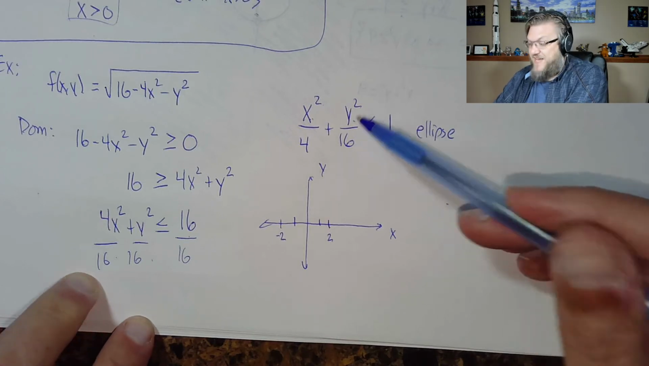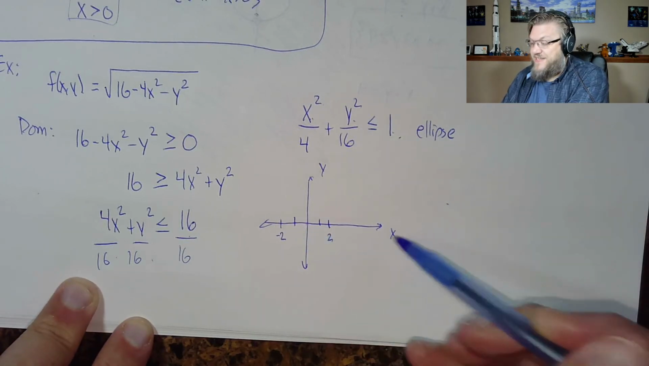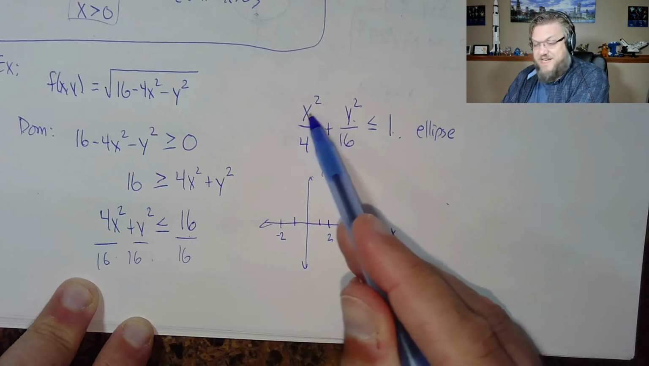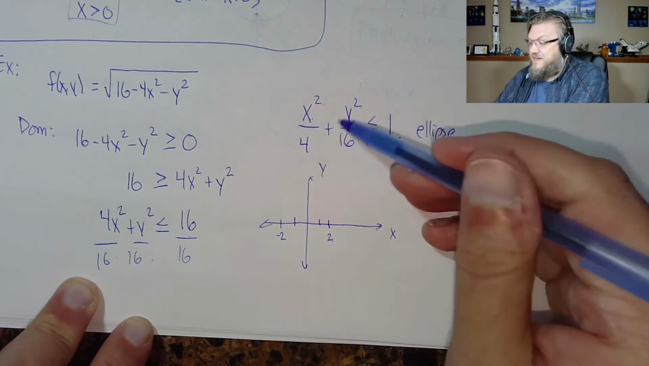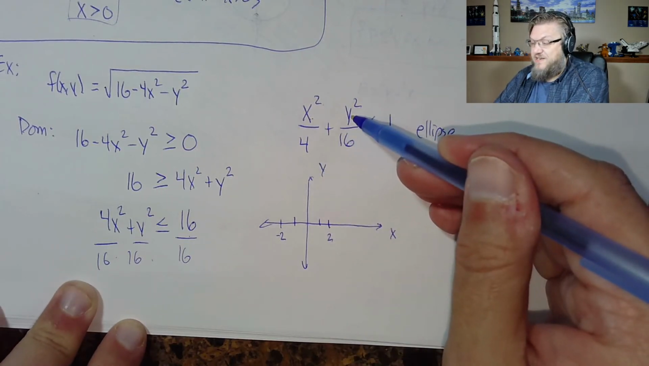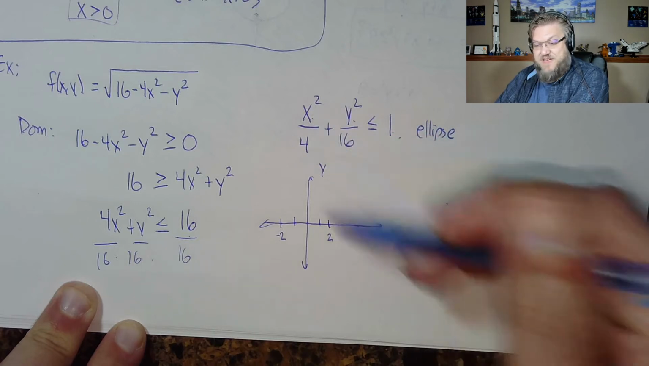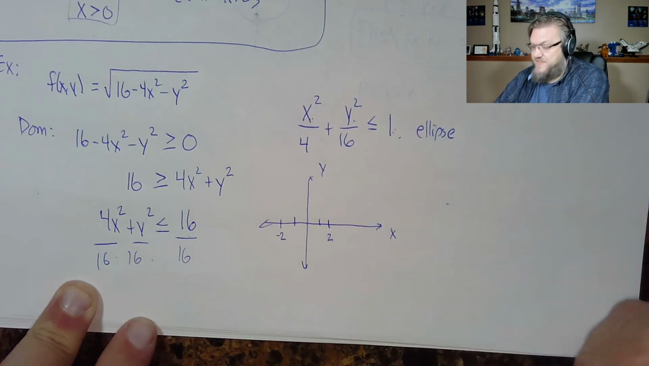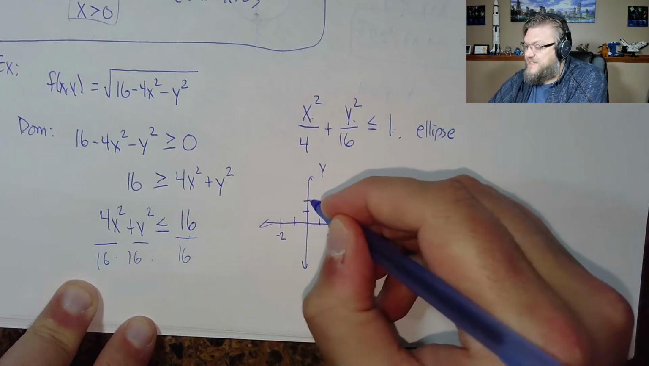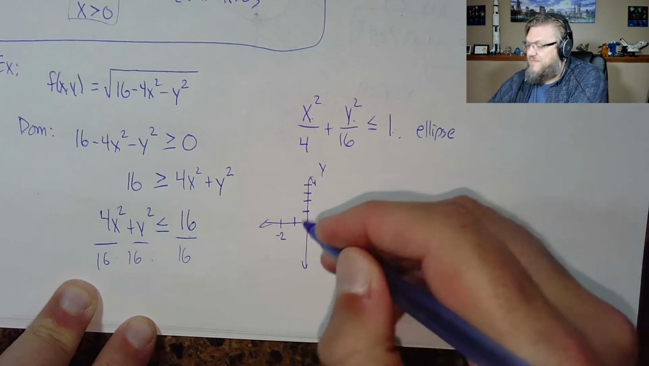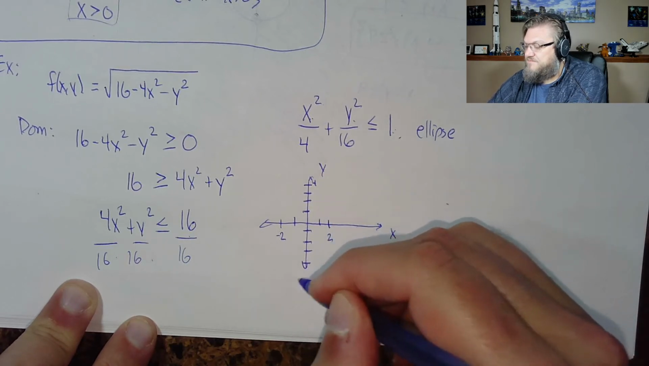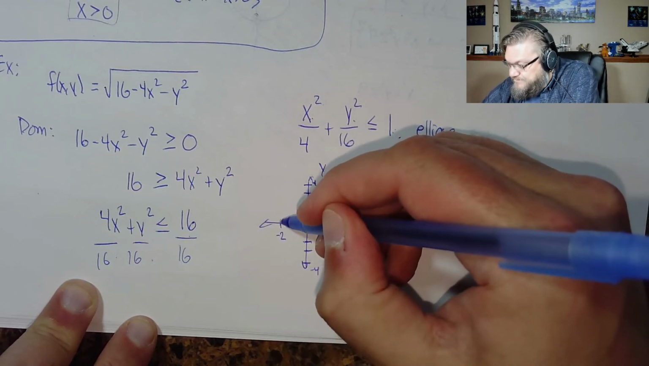You see that? So that means that the farthest out on the x-axis that this could go is negative 2 or 2. Here, same reasoning. The largest y could ever be is negative 4 or positive 4, because then this would be a 1, and so this would have to be a 0 to compensate. You understand? So that's what gets us the ellipse. This is 4, negative 4. Okay.